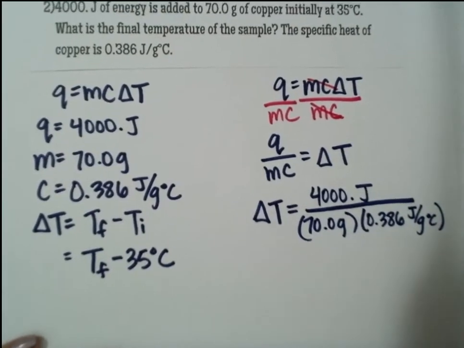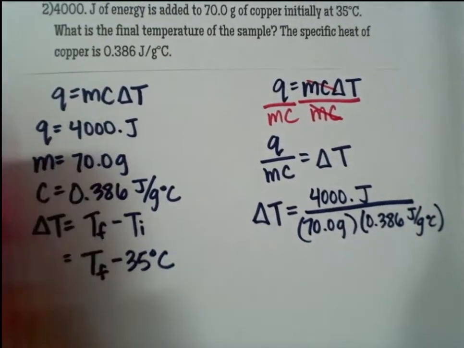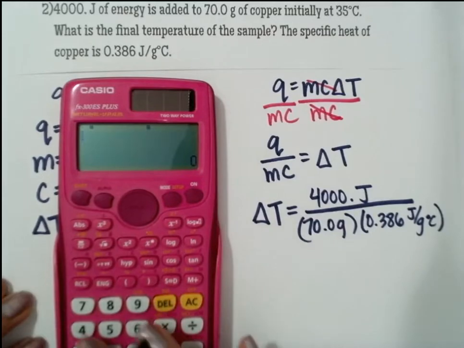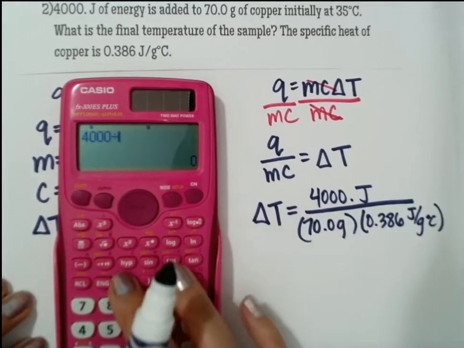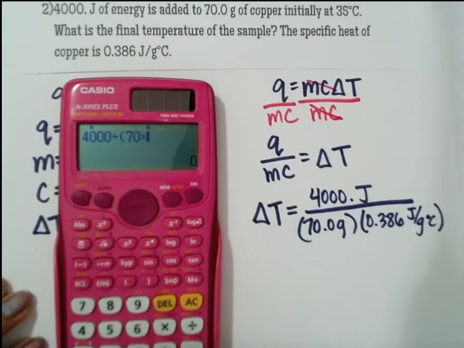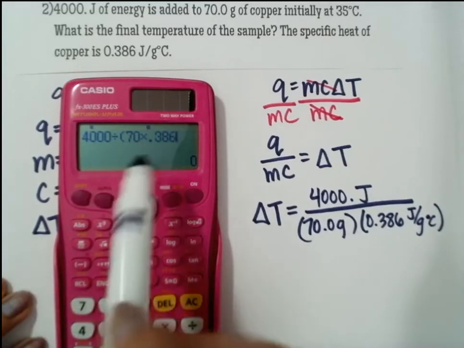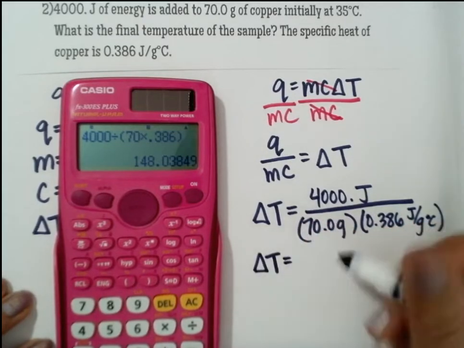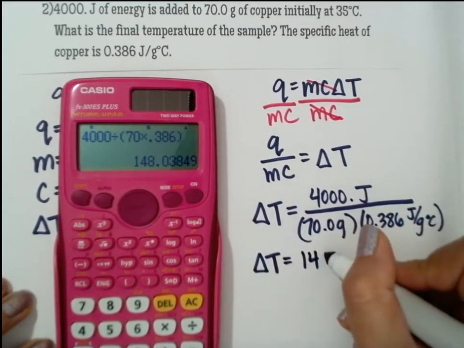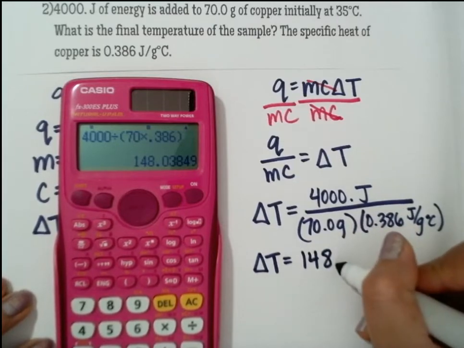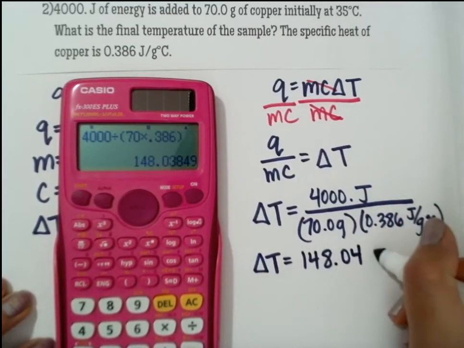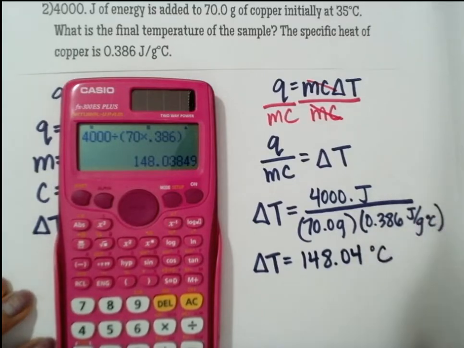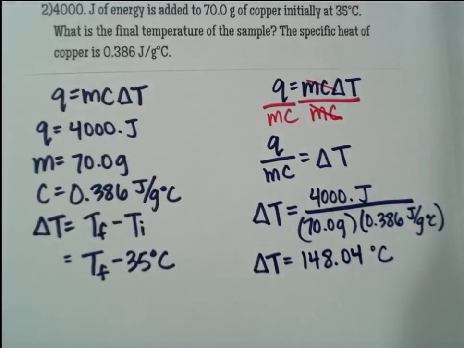Okay, so now I'm just going to plug these numbers into my calculator. So 4,000 divided by 70 times 0.386. Notice that I'm using parentheses. So your delta T is equal to 148.04. I'm just going to round that for now, and this will be in degrees Celsius. Okay, so what this means is that your change in temperature is 148.04 degrees Celsius.